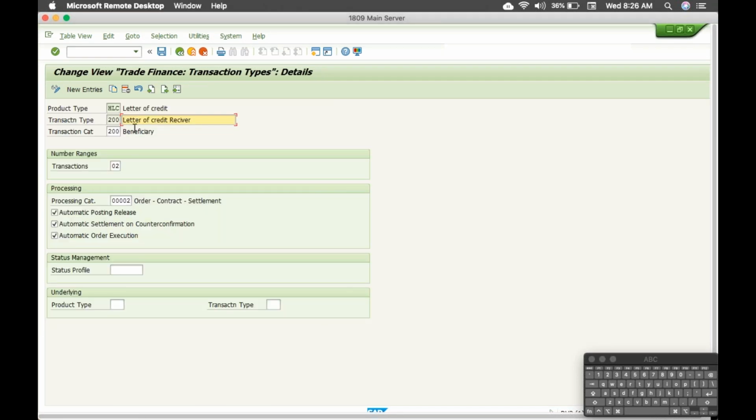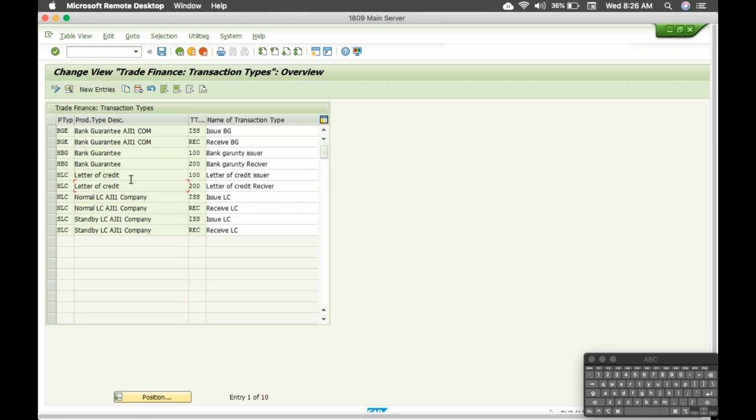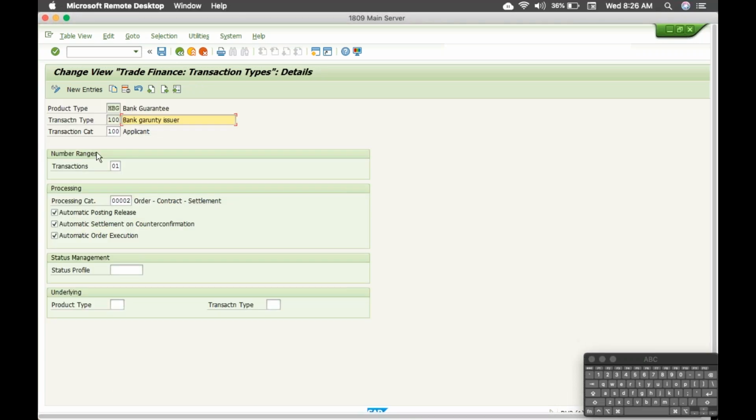Letter of credit receiver is the beneficiary. This is clear. So then again, bank guarantee. Who is issuing the bank guarantee? The banker is going to issue. On behalf of whom? The customer, so the applicant.